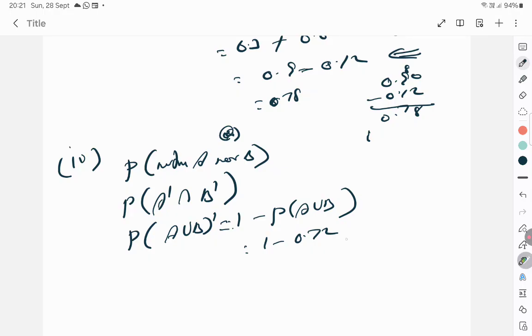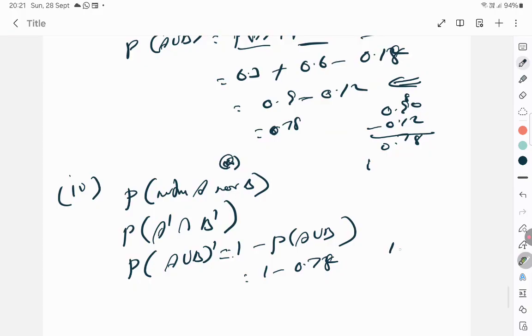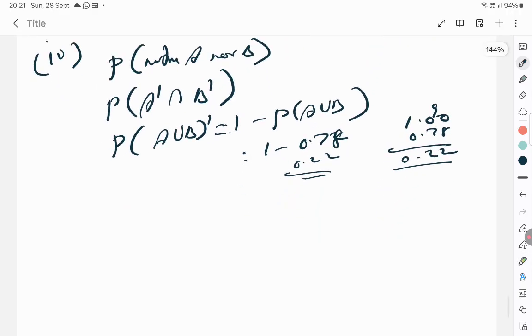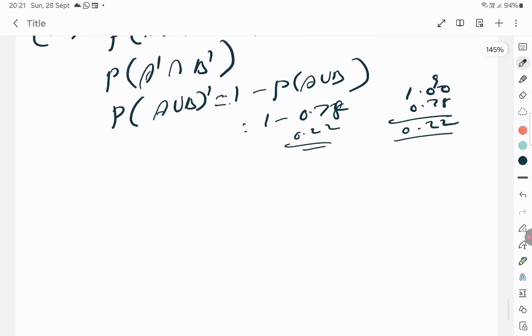So 1 minus 0.78. Subtract 1.00 minus 0.78, and this will be 0.22, and that will be the answer. It's 22 by 100, you can still cancel it. Okay, so you understood this. The most important factor is neither nor means intersection, A dash intersection B dash, and using De Morgan's law, you can write it like this. I made a mistake there in calculation, I hope you can correct.